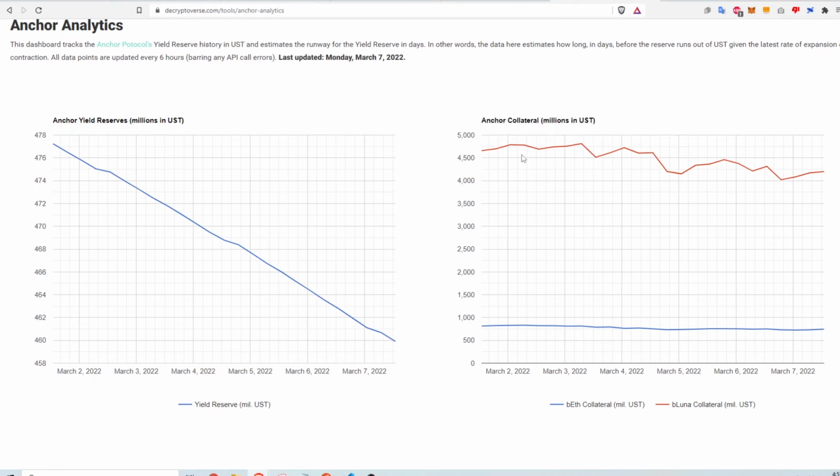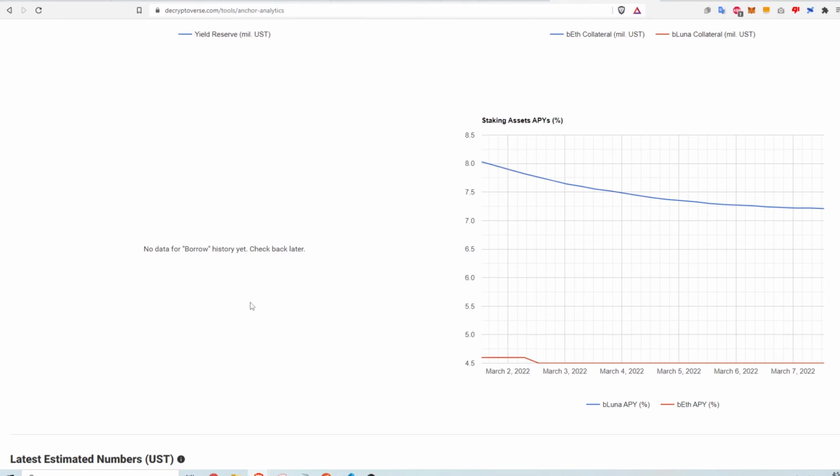This plot shows the collateral in millions of UST. So this red line is for BLuna collateral, and then this blue line is for BETH collateral with respect to time. There should be another plot here, but I haven't gathered enough information to make a plot yet, but it will show the borrow rates with respect to time. And then finally, this last plot here shows the staking asset APYs. So BLuna is returning about 7 to 8% APY as a staked asset, and then BETH is returning about 4.5.